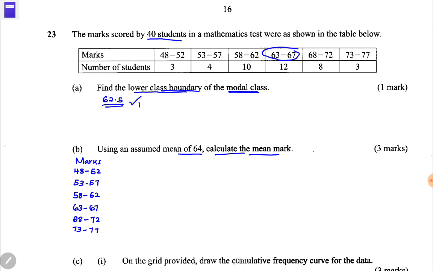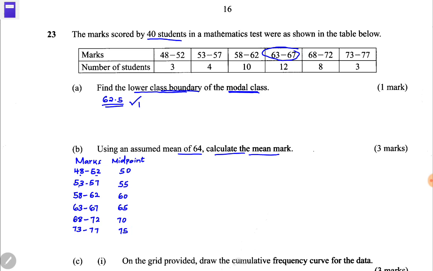Then we need to find the midpoint in each particular class. To get the midpoint, you just need to add the two values and divide by 2. For example, in this case, you take 48 plus 52, then you divide by 2, and that gives you 50. 53 plus 57 divided by 2 is 55. Then 58 plus 62, divided by 2, you get 60. Then 63 plus 67, divided by 2, you get 65. Then 68 plus 72, divided by 2, you get 70. Then 73 plus 77, divided by 2, you get 75.